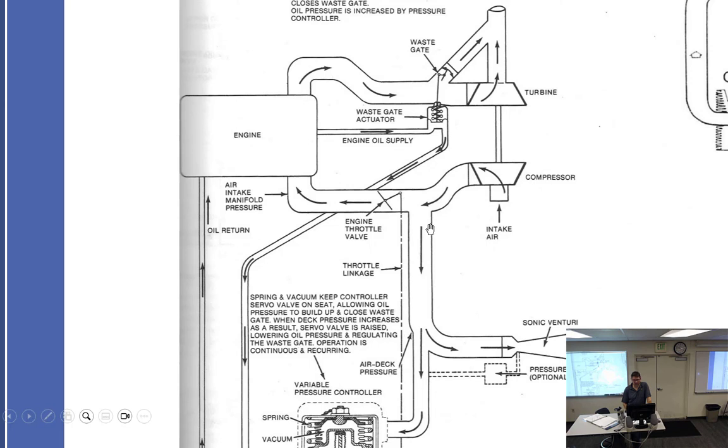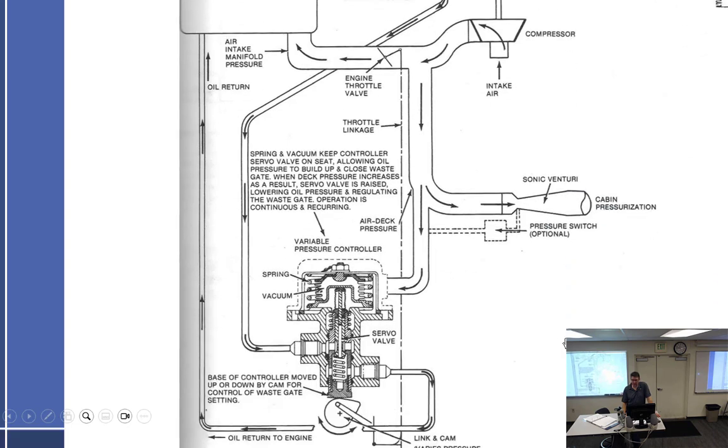Oh, this is the sense line. A sonic venturi is for pressure, it says right there, cabin pressurization. So it limits the amount of air that can get into the cabin. But cabin pressurization is always run off a turbocharger. Anytime you see a piston engine with a pressurized cabin, it's off the turbocharger.